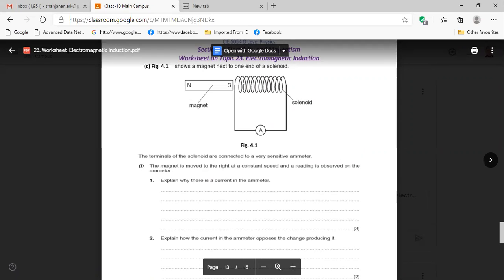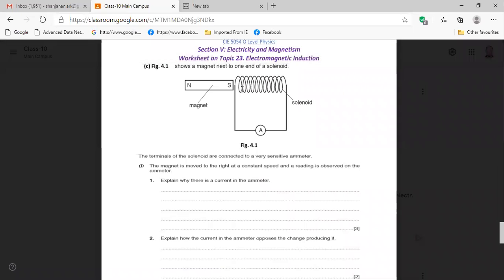Is it clear? I'm repeating that if you are bringing the South Pole towards the coil, then you will get one South Pole here at the left side of the coil. Why? Using the right hand grip rule. You can remember that one, right hand grip rule.